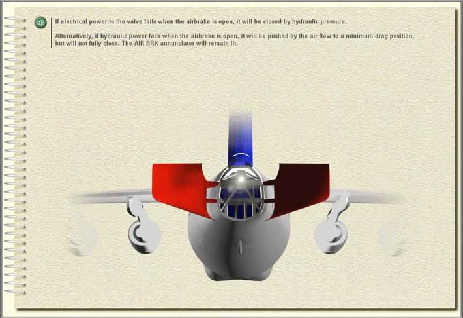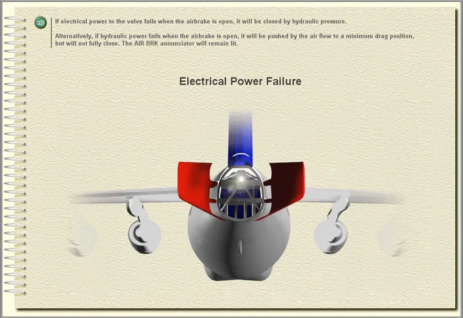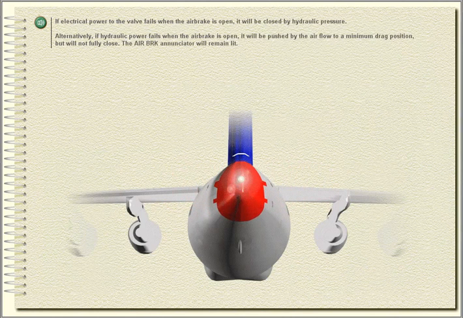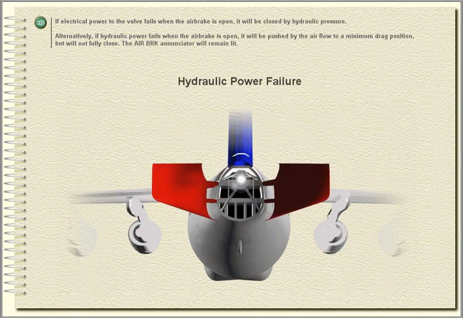If electrical power to the valve fails when the air brake is open, it will be closed by hydraulic pressure. Alternatively, if hydraulic power fails when the air brake is open, it will be pushed by the airflow to a minimum drag position, but will not fully close. The air brake annunciator will remain lit.